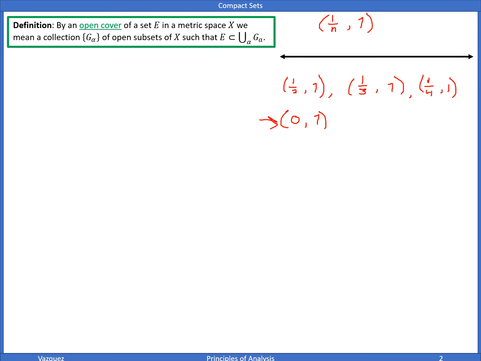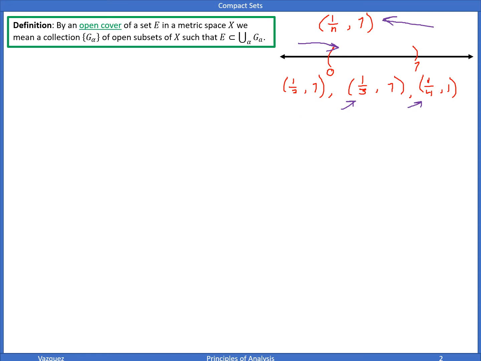So for example, if we were to have the interval on the real line, (0, 1). Well then, this open cover up here, these open sets, is an open cover of E, which is the interval (0, 1). Why? Because all these subsets, if we just keep going on and on, the union of all those open subsets does cover the whole open interval (0, 1).